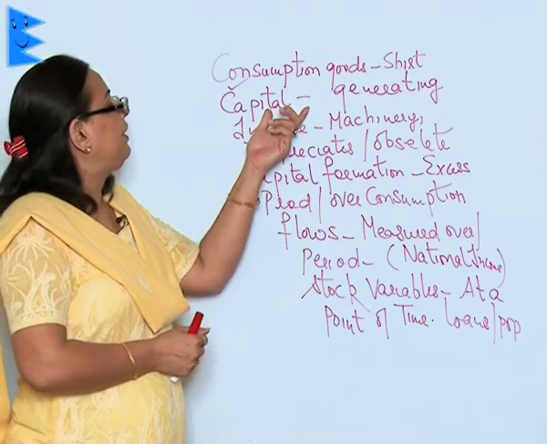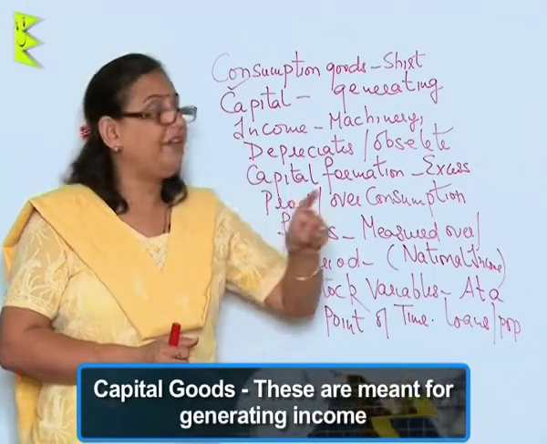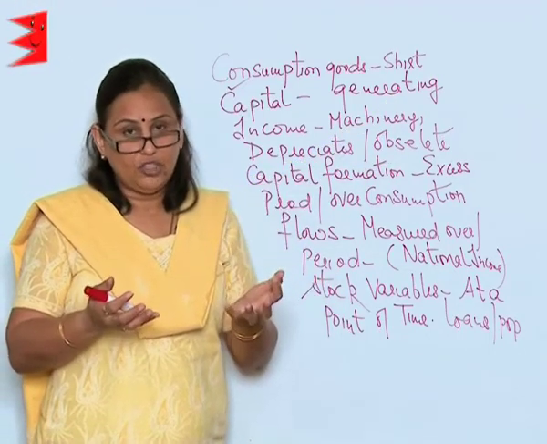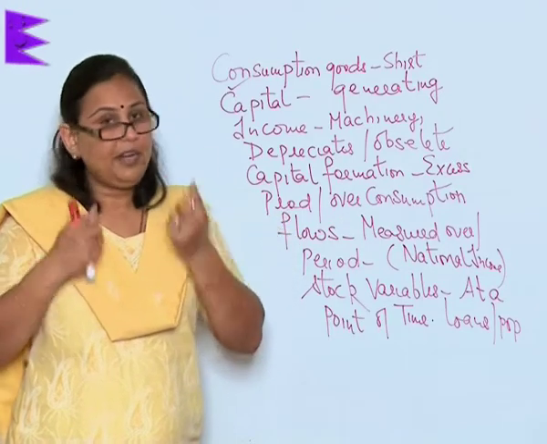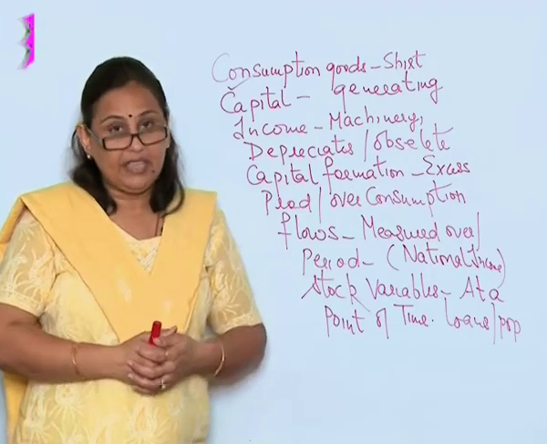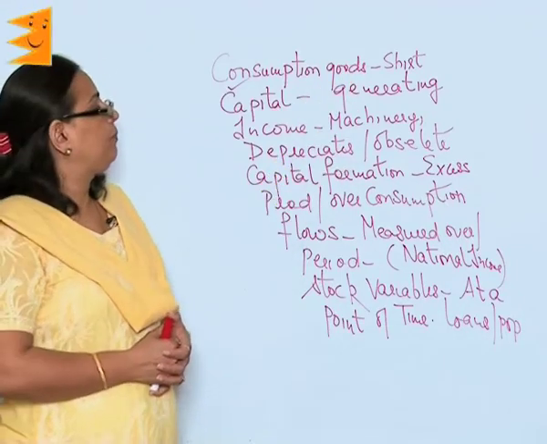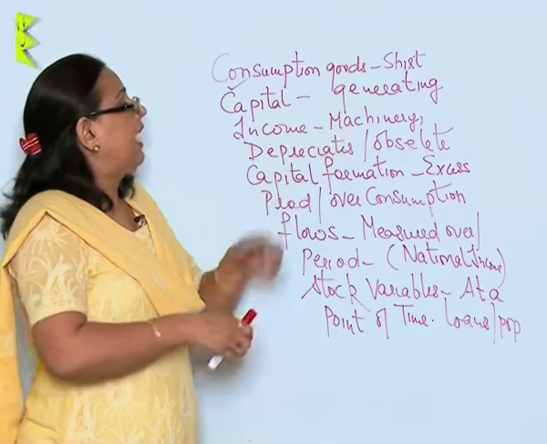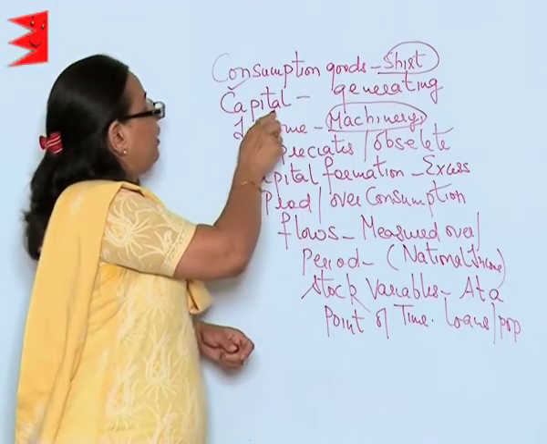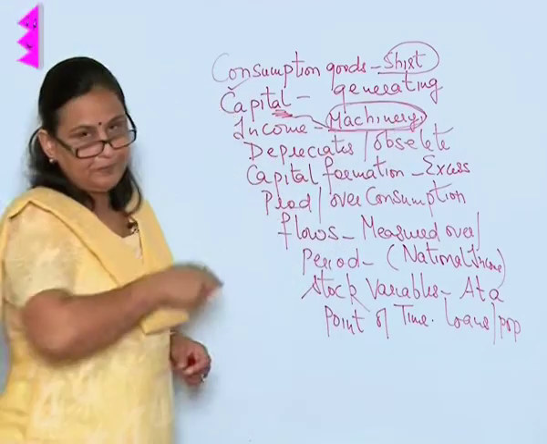Then we have the capital goods. Capital goods are those goods which are meant for generating income. That is, they themselves are not meant for final consumption, but they are the ones which make commodities, things which are meant for final consumption. It could be the machinery of a firm. This machinery is going to produce the final consumption good, the shirt, though this capital good in itself cannot be used as a consumption good.